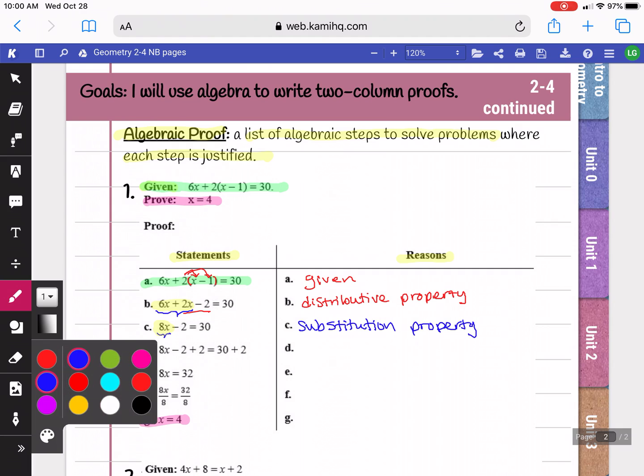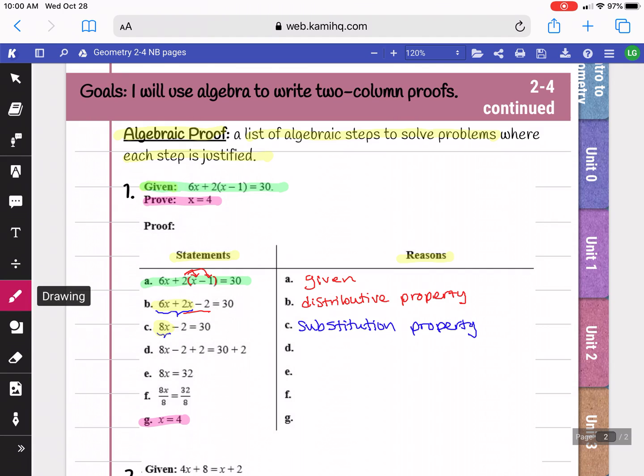Now we're going to see how we went from C to D. Well, in our equation, we have 8x minus 2 equals 30. I'm going to write up here what they're doing. So we have 8x minus 2 equals 30. Normally from there, you would add 2 to both sides. Here they're doing that. They're just writing it horizontally. So we're adding 2 to both sides. Since we're adding 2 to both sides, we're using the addition property.